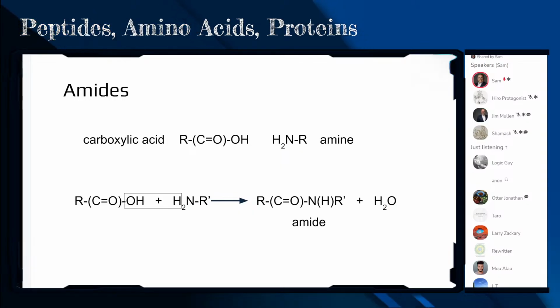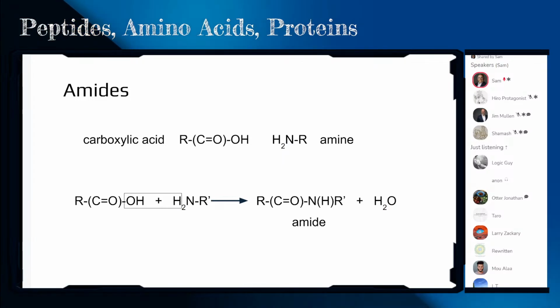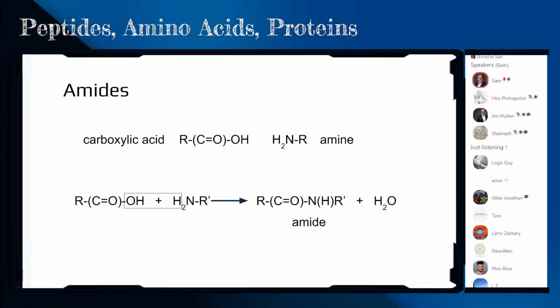So I have put in the box the OH and the H that are going to combine to form the water, and the C of the C double bond O and the N of the remaining NH are going to bond together to form a C double bond O NH middle group. That is an amide bond. So an amine plus an acid forms an amide.